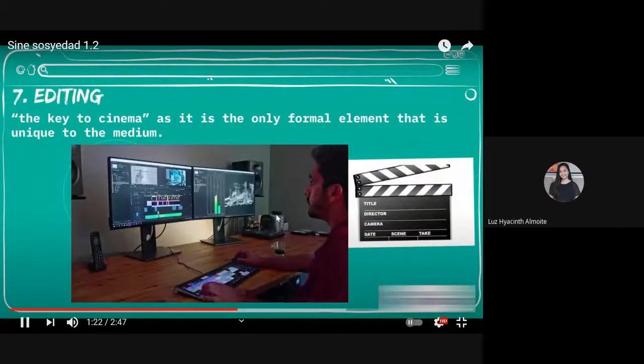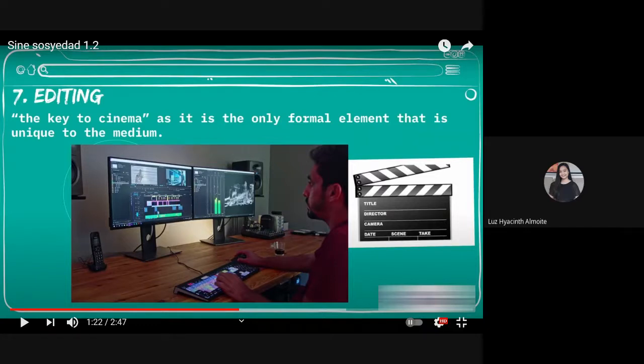Next element is the editing. This is known to be the key to cinema as it is the only formal element that is unique to the medium. So, definitely, the movie cannot be watched by its audiences without this important element.